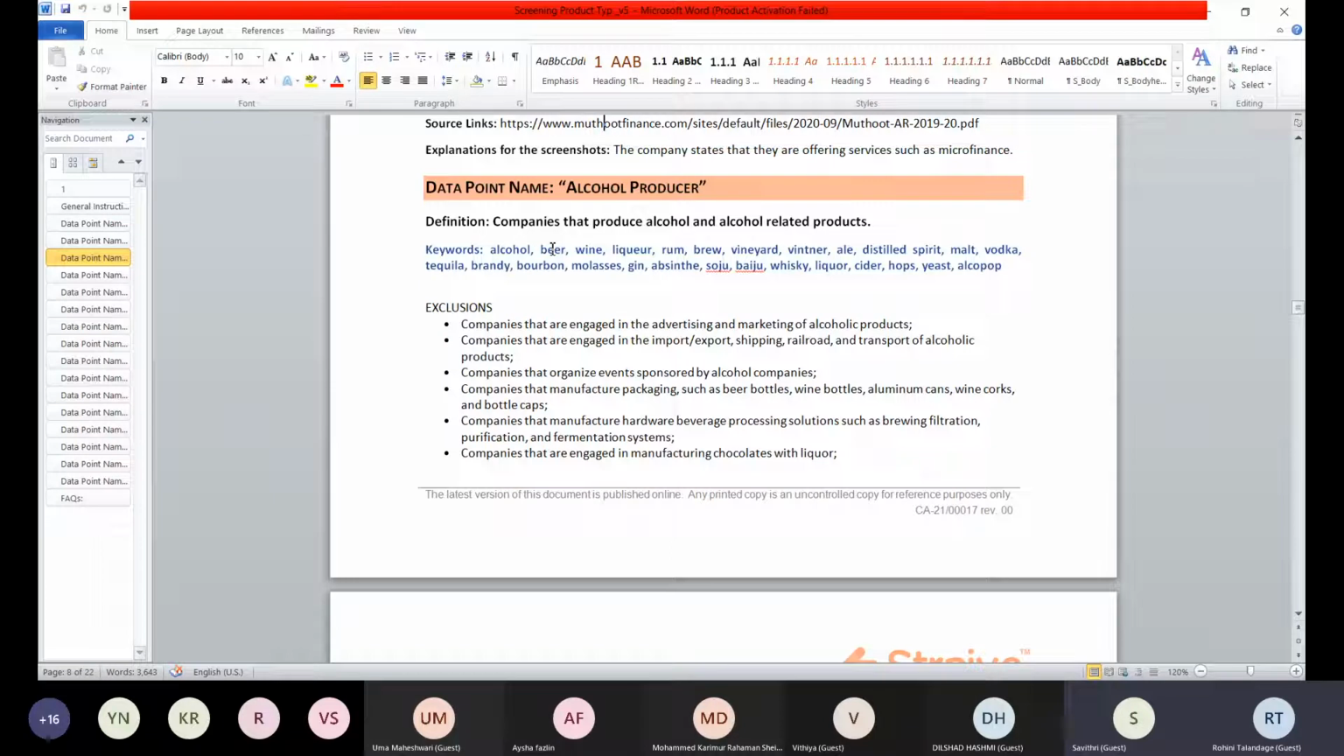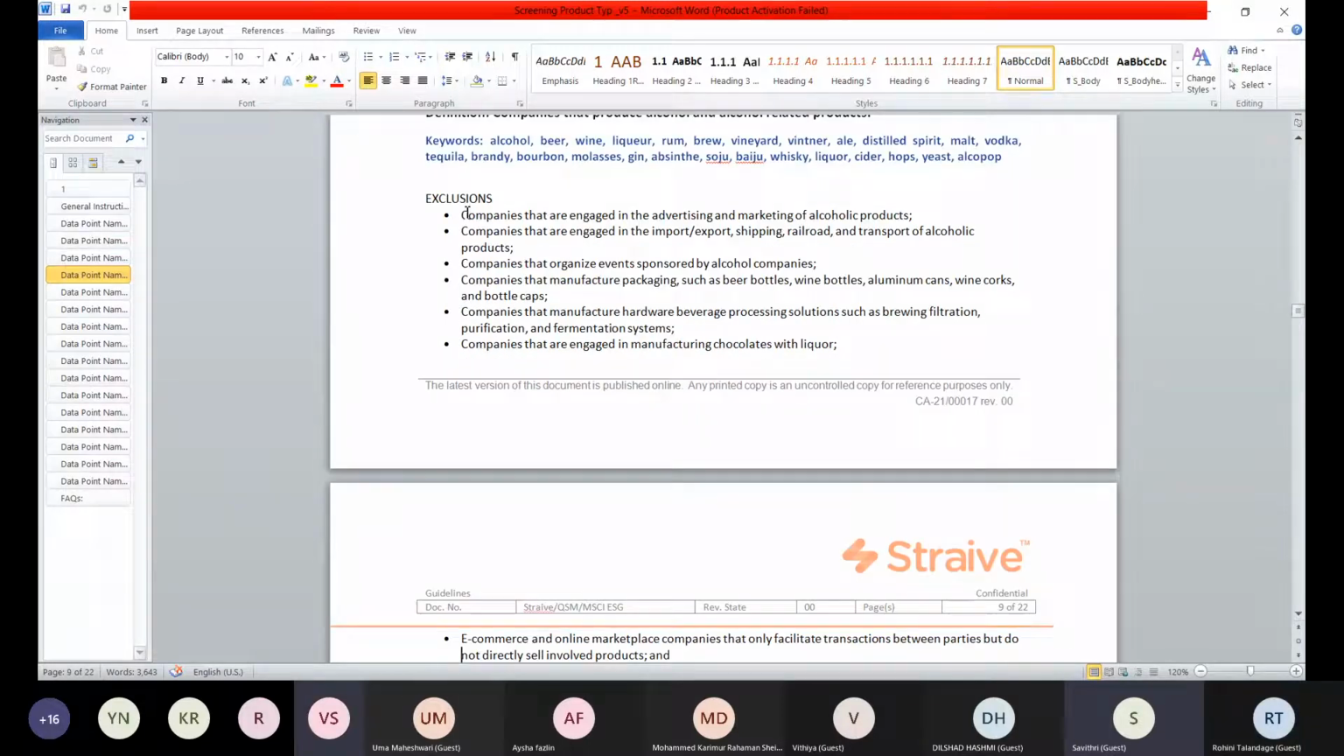Now for this we have keywords like alcohol, beer, wine, liquor. So we have to search with all these keywords and we need to check whether that company is producing any of these products. Then we can mark yes. We need to specifically check whether the company is producing alcohol or not. So there are some exclusions for this.